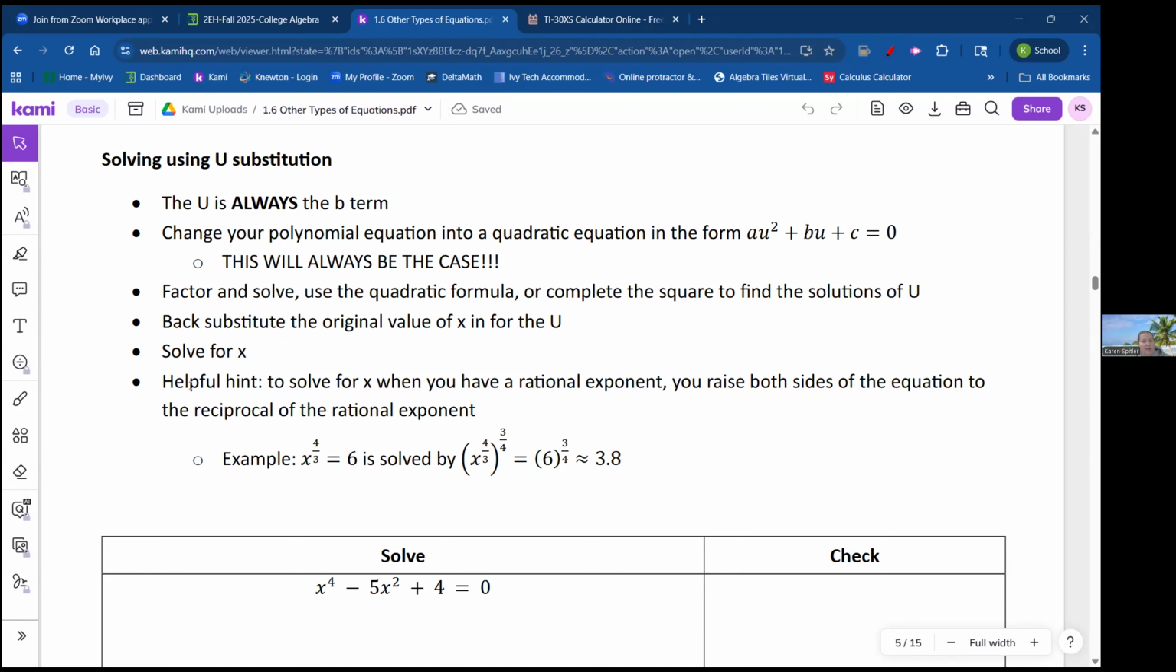All right, so here's my little helpful hint. To solve for x when you have a rational exponent, you raise both sides of the equation to the reciprocal of the rational exponent. So for an example, x to the 4/3 equals 6 is solved by x to the 4/3 raised to the 3/4 power, and 6 is raised to the 3/4 power, and you get 3.8. Yes, sometimes you end up with decimals. It is what it is.